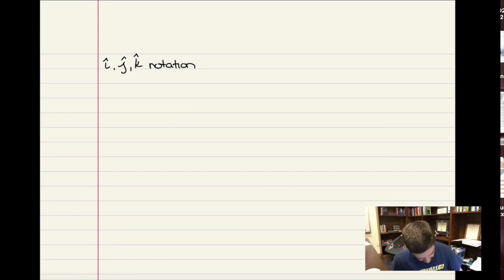Let me elaborate just so that we know what these words are. These IJK engineering notations, you can think of them as vectors, and particularly they're called unit vectors. What is a unit vector? A unit vector is a vector with a magnitude equal to 1.